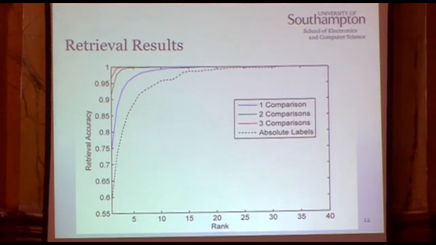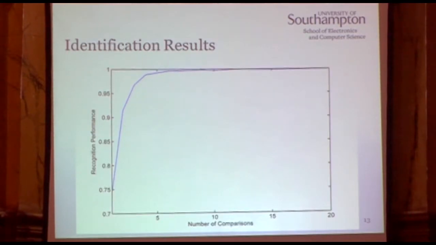So once we've collected 3 facial comparisons, we're achieving about 97% identification accuracy on this database. And this continues as we collect more comparisons. This just shows the identification performance with the number of comparisons which are obtained. We can see once we get to about 5 comparisons, we're achieving about 99% identification accuracy using these facial descriptions.